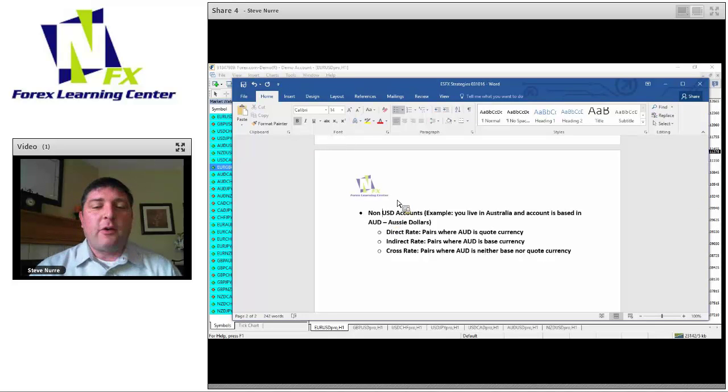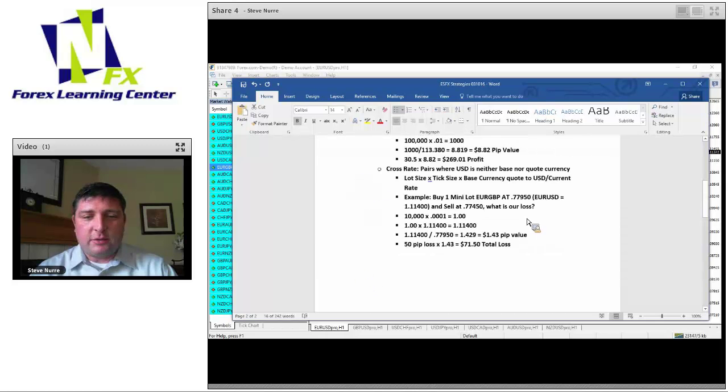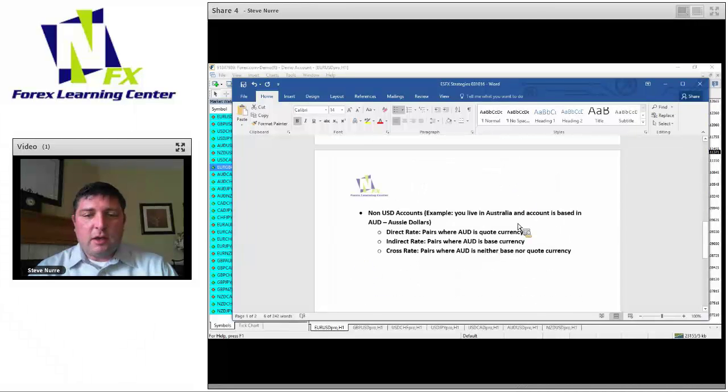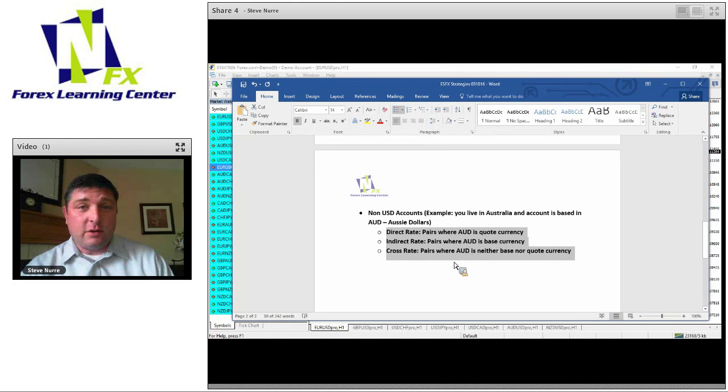The other example I wanted to show you here is for non-US dollar accounts. It's going to work very similar. We won't go through all the calculations, but it works very similar to how it does up here. But if you live in Australia, when you deposit money into your account, you're not depositing US dollars, you're depositing Australian dollars. So the direct rate, indirect rate, and cross rate transactions are going to differ a little bit.